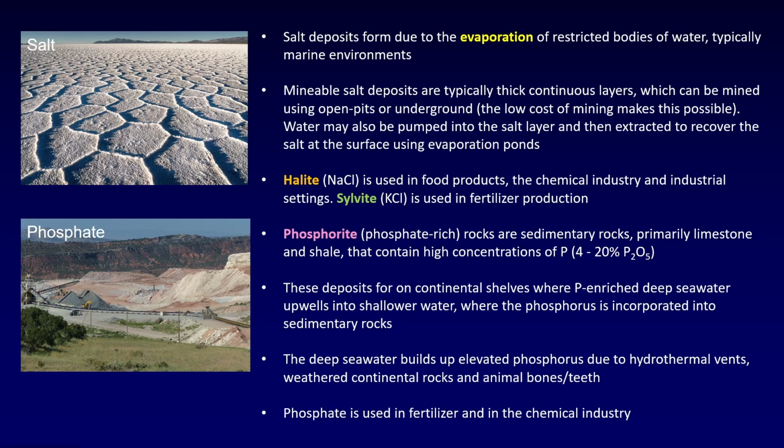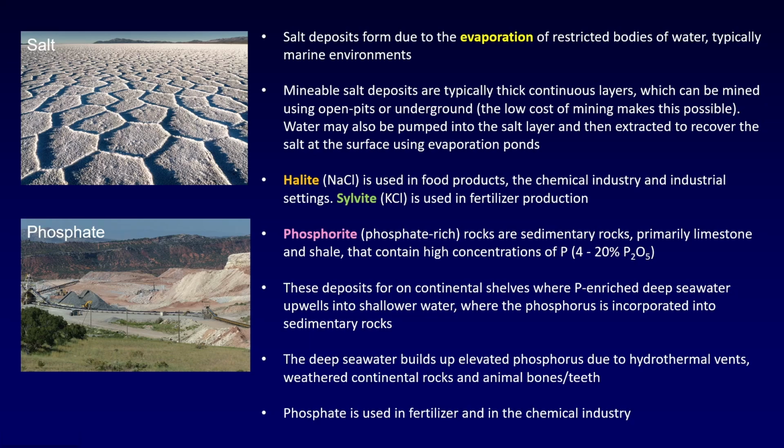So in terms of salt itself, the main salt you're probably familiar with is halite, sodium chloride, otherwise known as table salt, and it's used in food products, it's used in the chemical industry, and it's used in industrial settings. Now, there is another common type of salt which is called sylvite, and that is potassium chloride, and sylvite is primarily used in fertilizer. It's where the potassium in fertilizer comes from. So salt deposits are very important. They are typically quite soft deposits, and they form nice consistent layers, so they can be mined quite easily and quite cheaply.